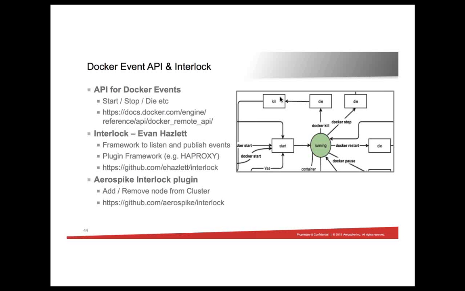The second part we used is a component called Interlock, written by Evan Hazlitt, who is an awesome engineer. You can see his Git repo there. And essentially, what Evan has done is he built a framework that would listen to these events and allows you to create plugins so that you can do specific types of behavior. So one of the plugins that he provides is for HA Proxy. And so this is how we got the automatic registration of the additional web nodes.